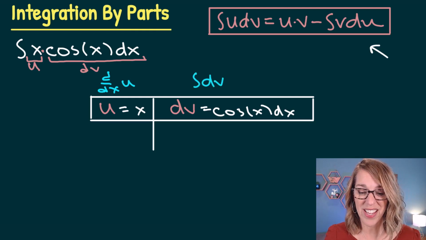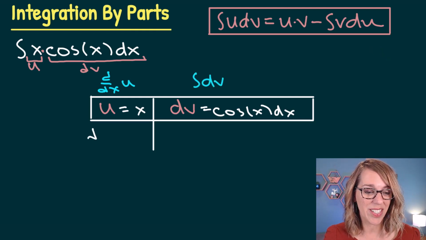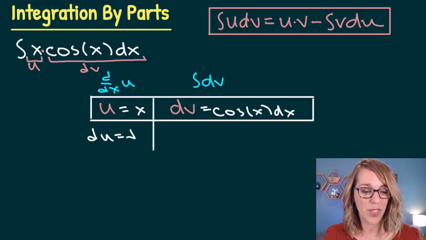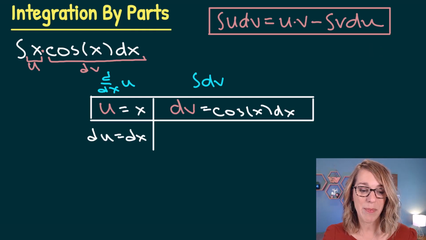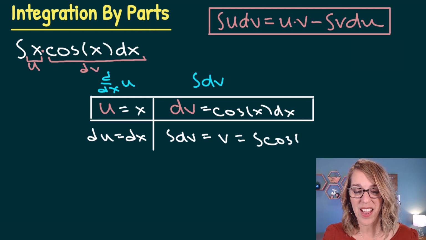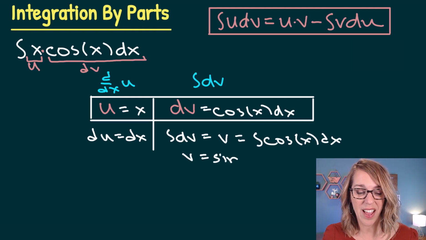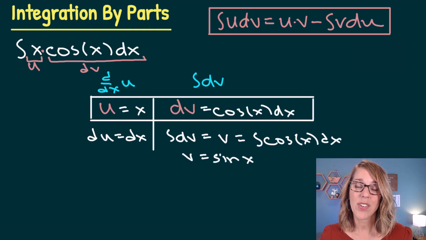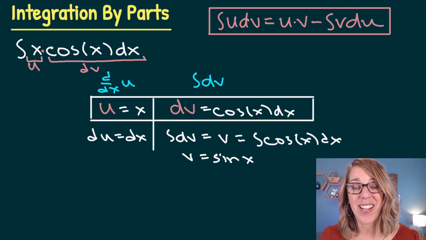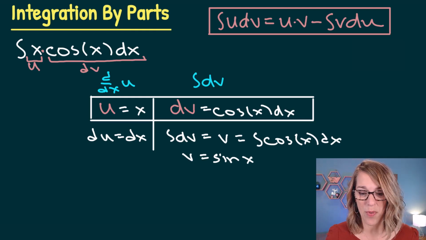So I do need to apply d dx of u, and I need to take the integral of dv. Applying those, du is equal to dx, and I'm going to take the integral of dv. The integral of dv is going to give me v. The integral of cosine x is equal to sine x. So v is equal to the sine of x. So now I've got everything that I need and I'm ready to apply my formula.